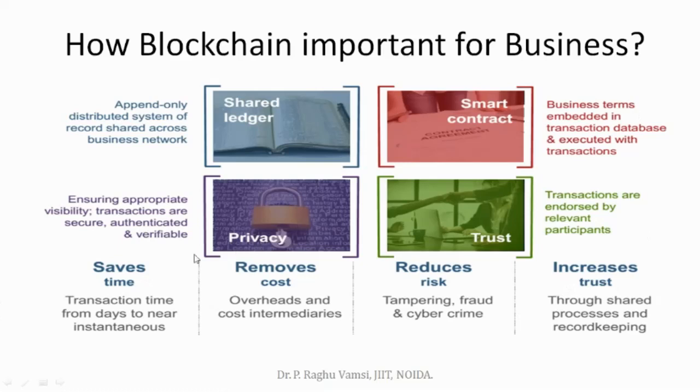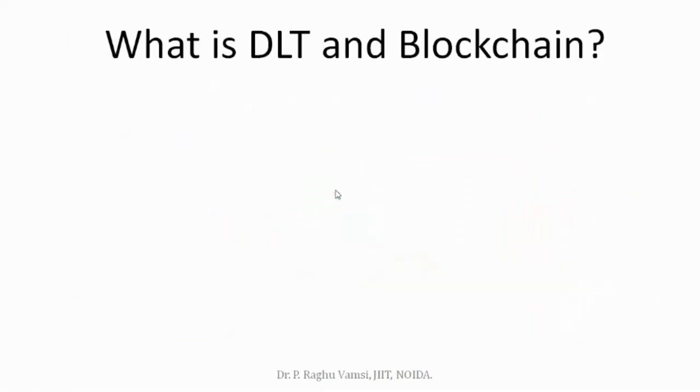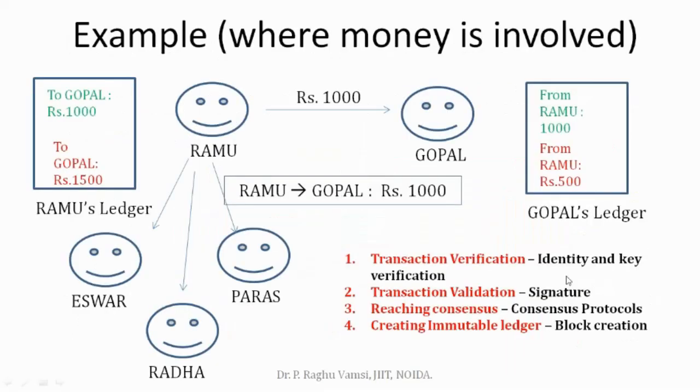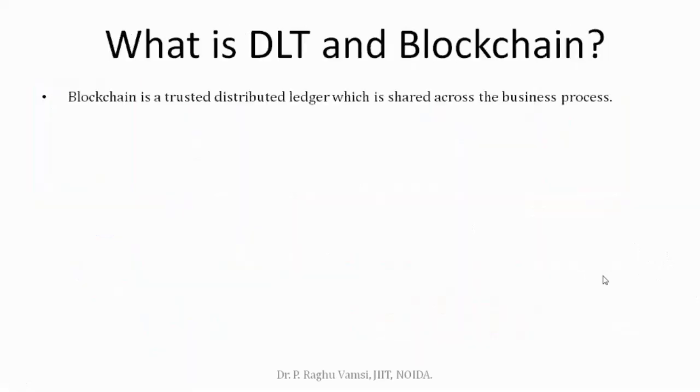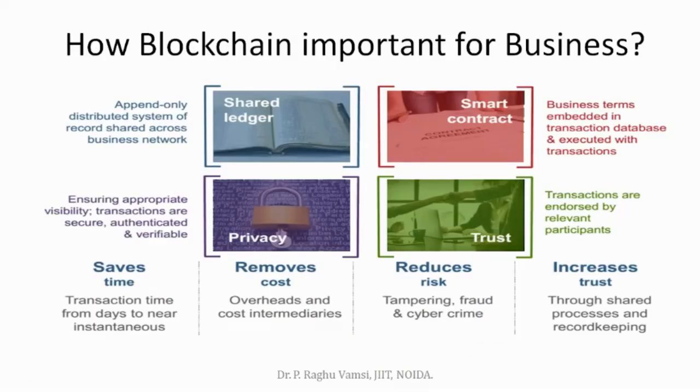And the next one is privacy. Here you hide the identity of the person. No one knows the identity unless they verify the key. That is what we have seen earlier: transaction verification, identity and key verification. If the participant has the proper key, then only they can verify the identity. Otherwise, they cannot verify the identity. So when the identity cannot be verified, obviously privacy can be achieved.